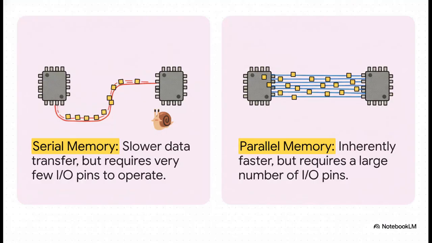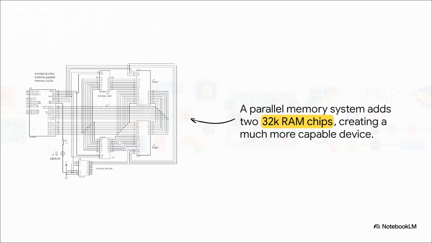Now, our original system used something called serial memory. It's great because it uses very few of the microcontroller's I/O pins, which is efficient, but it's also kind of slow. So if your project needs more speed, you can upgrade to parallel memory. And as you can see, there's a really clear trade-off. You get way faster data transfer, but it's going to cost you a lot more I/O pins to hook up those memory chips.